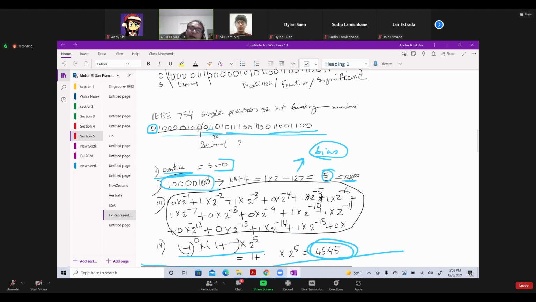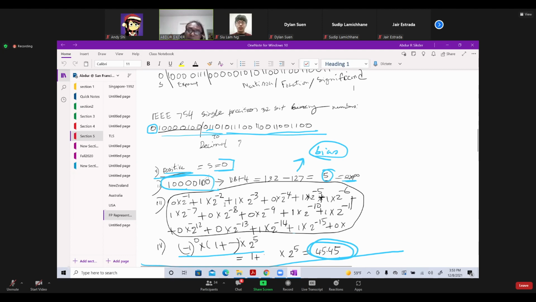And then from the 10th digit onwards, up to the 23rd bit, up to the last one, whatever digits are left, you convert them to decimal. How? You take the first digit times 2 to the power minus 1, plus the second digit times 2 to the power minus 2, plus the third digit times 2 to the power minus 3, plus the fourth digit times 2 to the power minus 4, and so on, for however many digits you have.